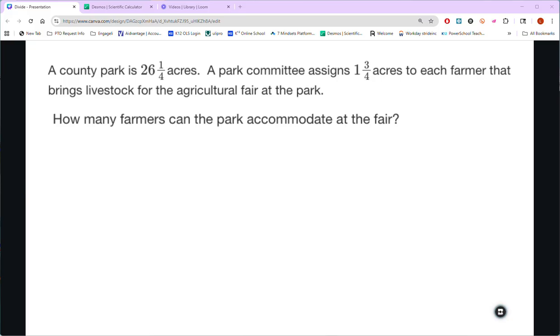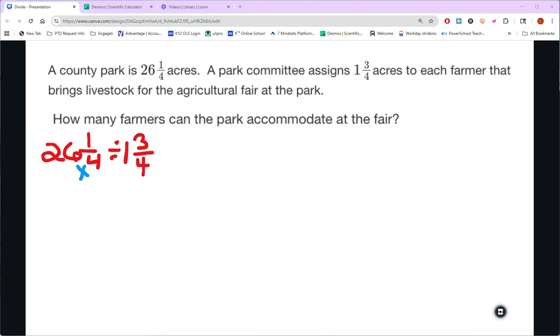So 26 and 1/4 divided by the farmers. So each farmer gets 1 3/4 acres. So the first thing I have to do is make sure all of my mixed numbers are improper fractions. And I do this by multiplying the denominator and the whole number.